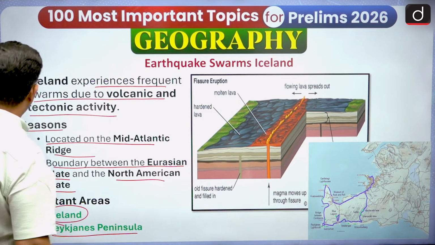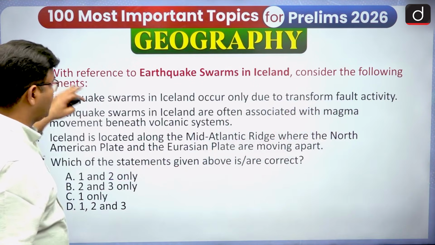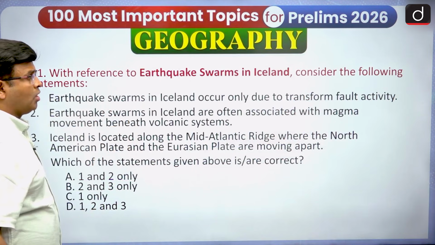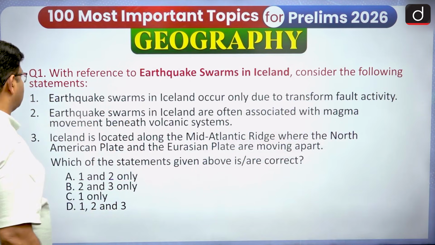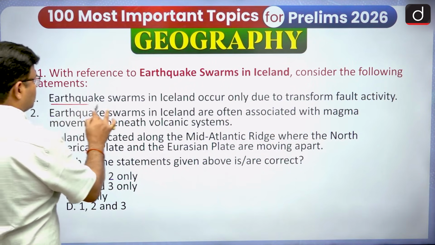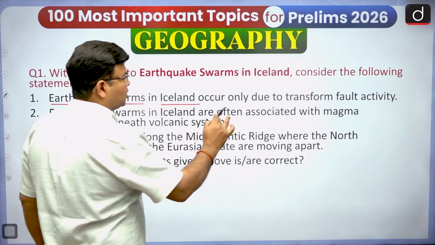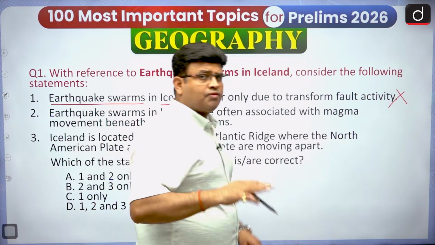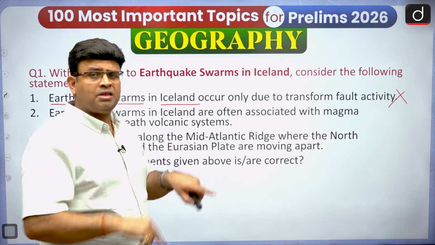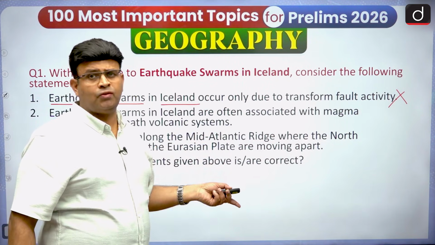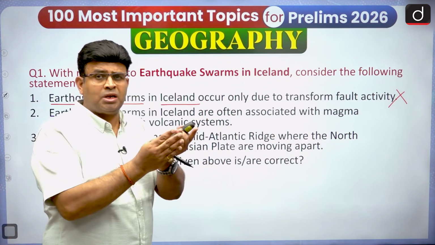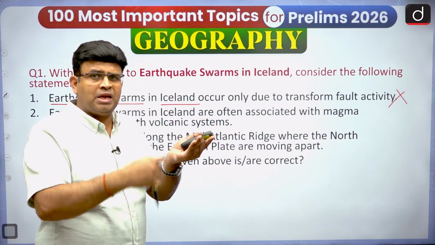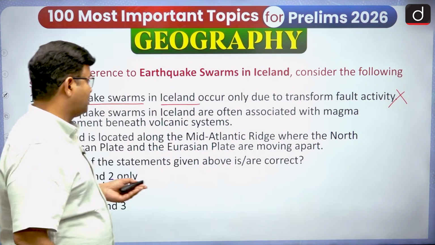So here we can say that some questions are related to that. With reference to the earthquake swarm in Iceland, consider the following statements. Earthquake swarms in Iceland occur only due to transform fault activity. It is wrong. Transform is what I said about California. In Iceland, it is by tectonic movement, plates are diverging, and there is volcanic activity happening, basaltic magma comes up.